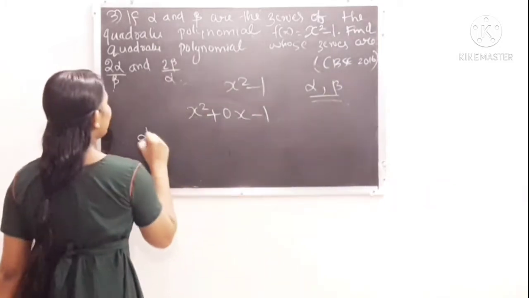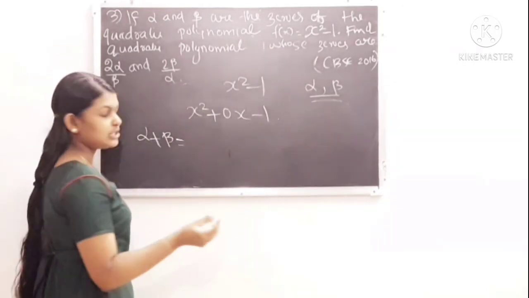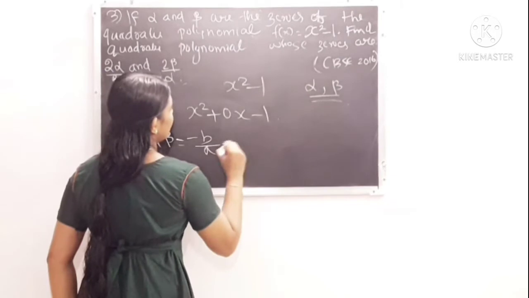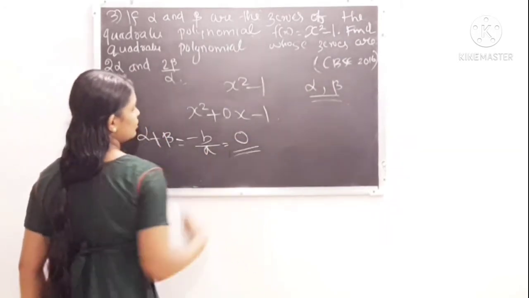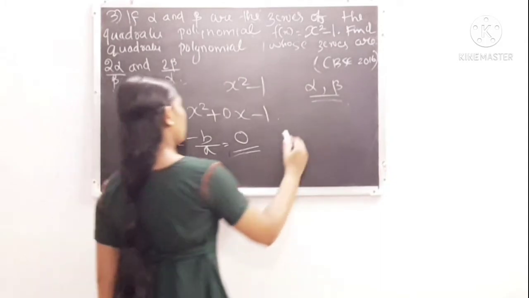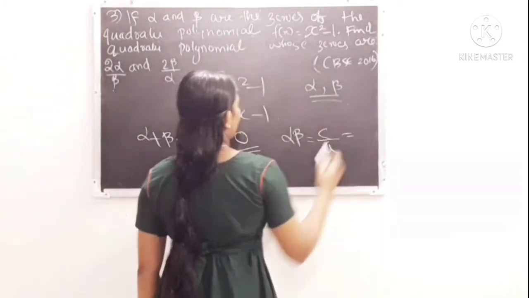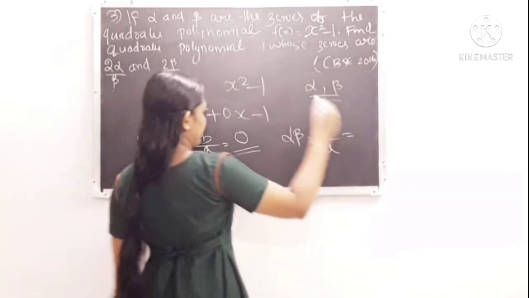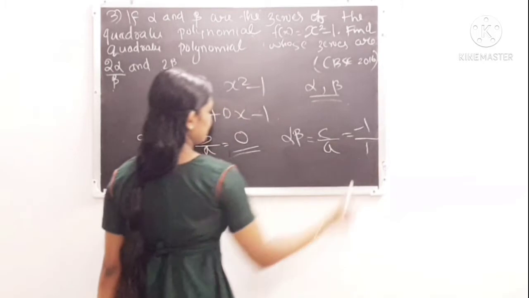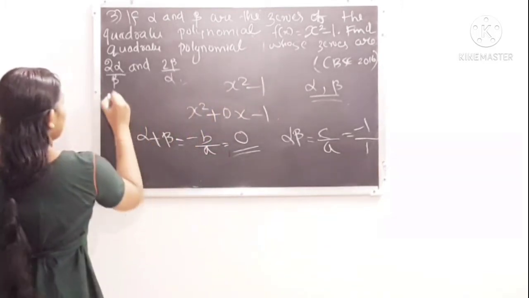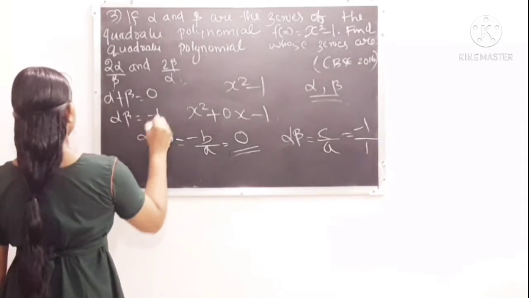Now what is alpha plus beta? Alpha plus beta is equal to the sum of the roots, which is equal to minus b by a. Here b is equal to 0, so minus b by a will also be equal to 0. Now the product of the roots, that is alpha beta, is equal to c by a. Here c is equal to minus 1, and a is 1. So the product of the roots is minus 1. So we obtain the sum of the roots as 0 and the product of the roots as minus 1.